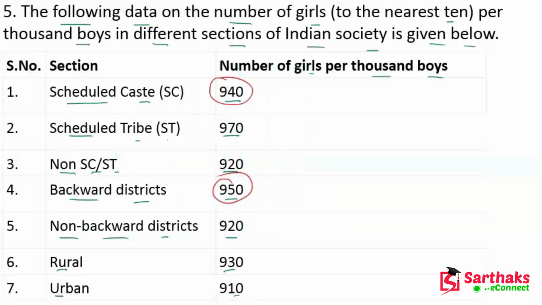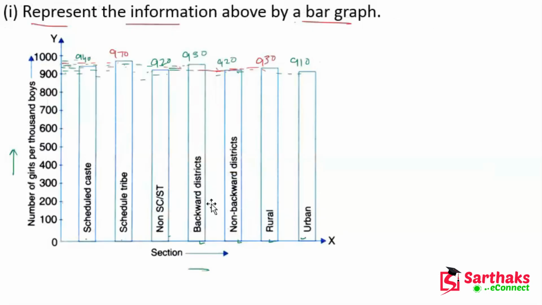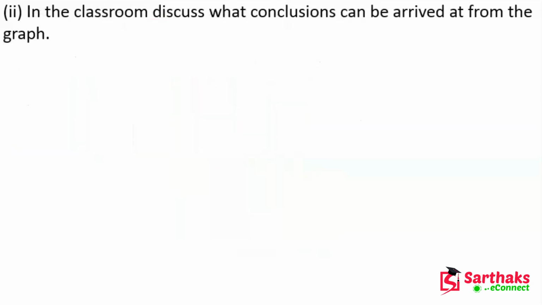Okay, so we are representing this tabular form in the bar graph. I hope you understand these things. Now the second part is, in the classroom discuss what conclusion can be arrived at from this graph. Okay, what can we conclude from this graph?